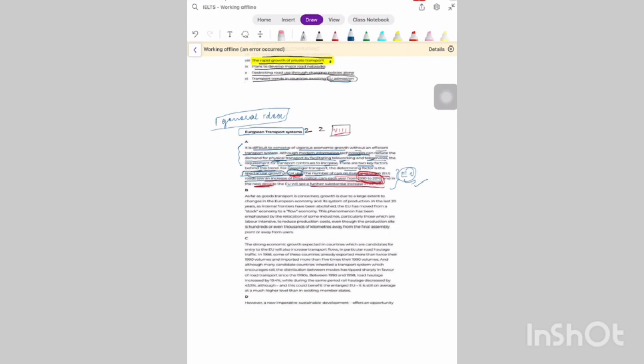As far as goods transport is concerned, growth is due to a large extent to changes in European economy and its system of production. In the last 20 years, internal frontiers have been abolished. The EU has moved from a stock economy to a flow economy. Oh, there is no second line to the last para. No, there's no. Okay, this phenomenon has been emphasized by the relocation of some industries, particularly those which are labor intensive, to reduce production costs, even though the production site is hundreds or even thousands of kilometers away from the final assembly of plant and away from users.